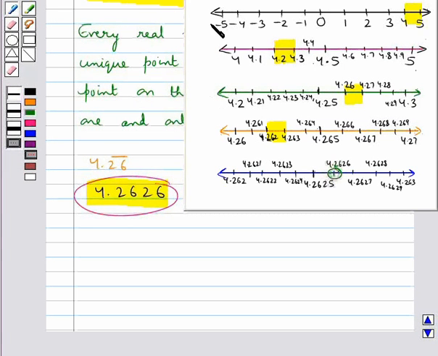So, as you can see, we started from this number line where we magnified the region between the numbers 4 and 5. Then, we visualized the region between the numbers 4.2 and 4.3. Then we visualized the region between the numbers 4.26 and 4.27, and after that the region between the numbers 4.262 and 4.263, and from there we get the required point 4.2626. This completes the session. Hope you have understood real numbers and their decimal expansions and how we represent real numbers on the number line.